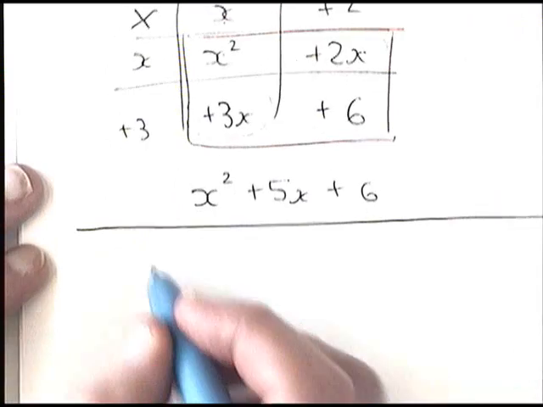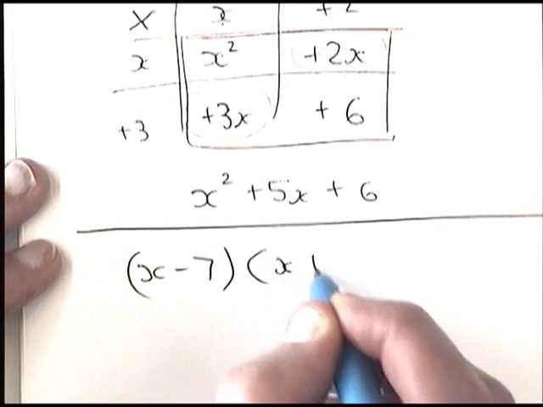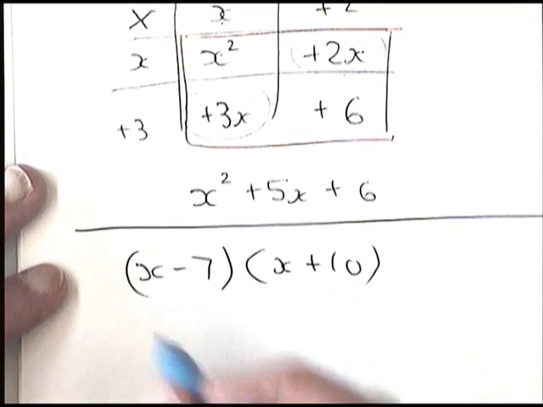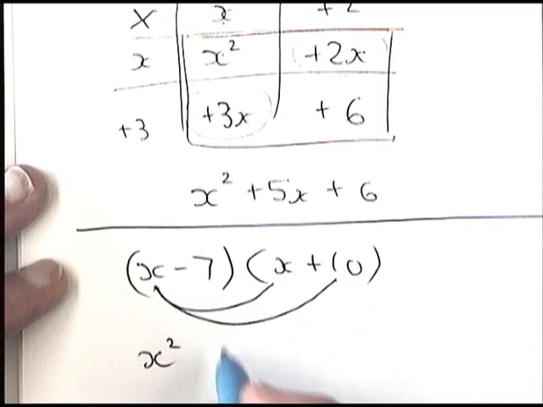So let's look at another example. X take away 7 multiplied by x add 10. We'll do it both ways. First way with the curly lines. X times by x is x squared. The x has to be times by the plus 10.